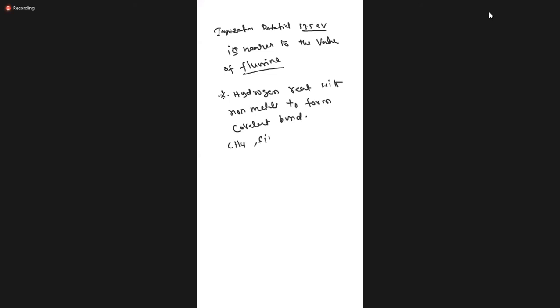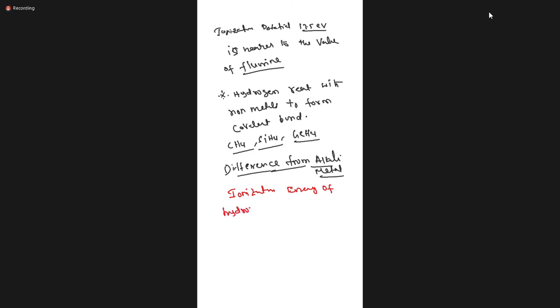Examples: CH4, SiH4, GeH4, and even halogen atoms are non-metals. Covalent bond is there, and some difference from alkali metal. What are the differences from alkali metal? I can say the ionization energy of hydrogen is very high in comparison to alkali metal.